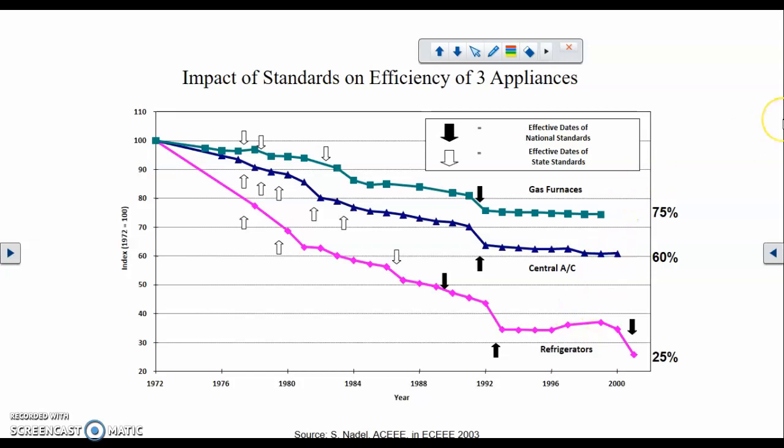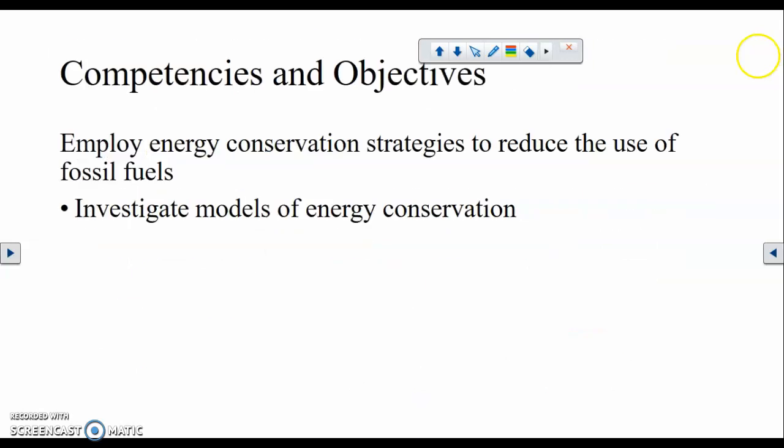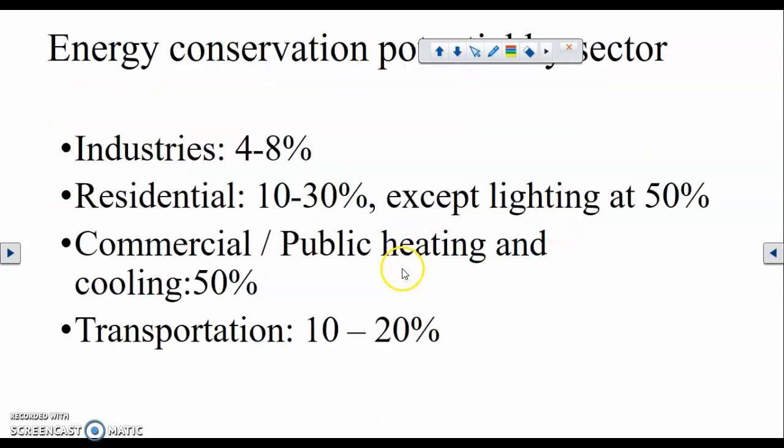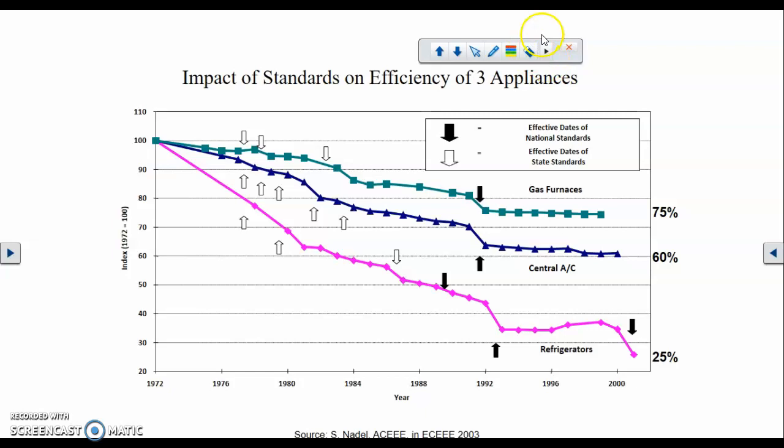So this is the last lecture video on the learning competency of employing energy conservation strategies to reduce the use of fossil fuels. And we're still in the learning objective of models of energy conservation. This is a schematic diagram telling you how efficient some of our household appliances, in this case, some of the things that we have at home, are compared to 1972.